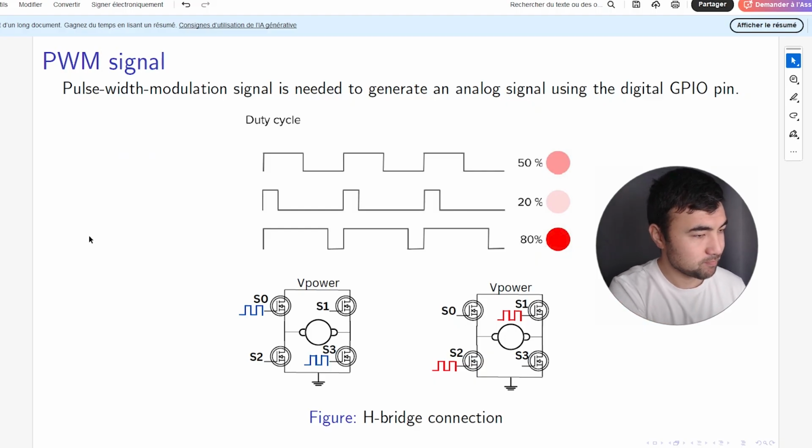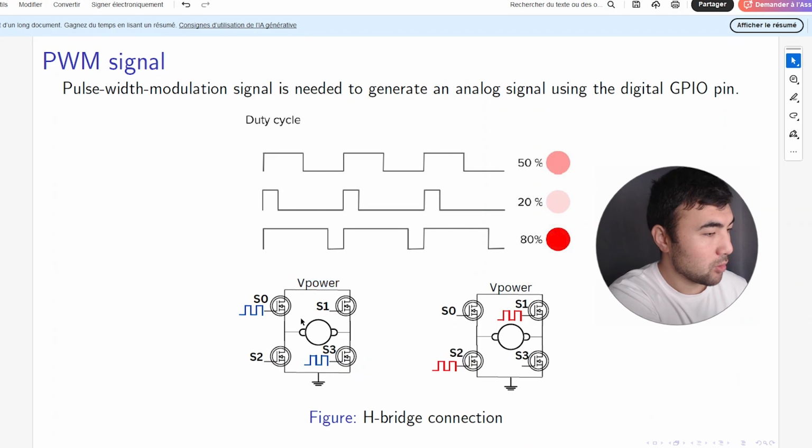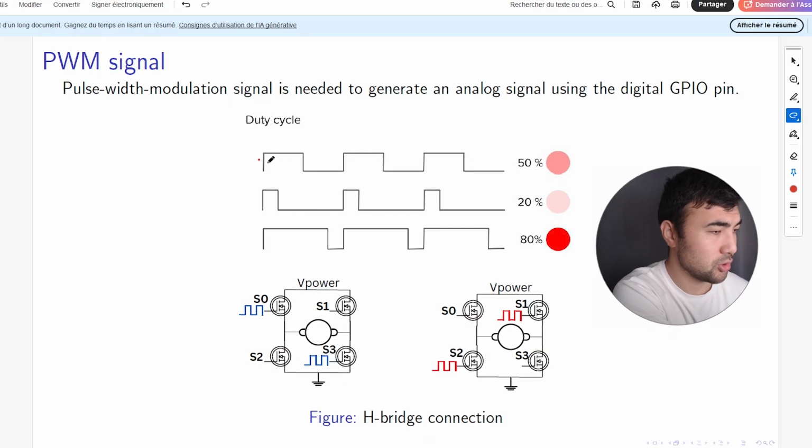So let me show how it works. If we close S0 and S3, we provide the maximum power supply voltage to this motor. But what if we close the gate, not all the time, but 50% of the time? And what if we switch really, really fast, not once per second, but let's say 1,000 times per second or 10,000 times per second. Since we switch really, really fast, the voltage level around the motor will reach some stable level.